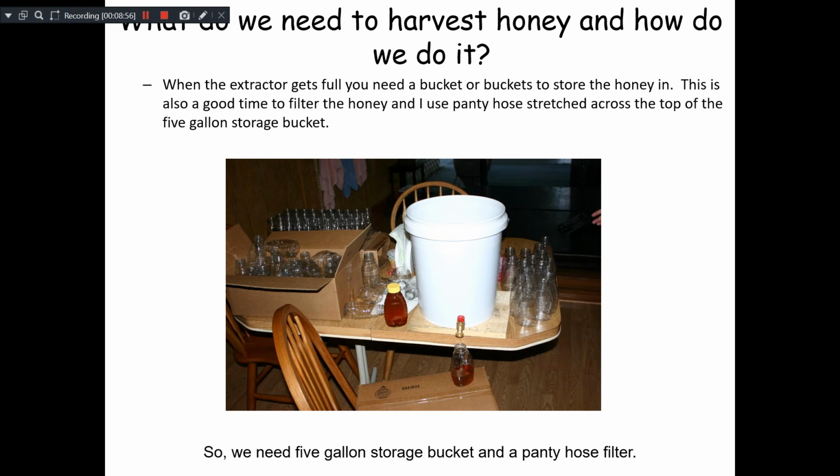See, when the extractor gets full, you need a bucket to store the honey, or bottles. It's also a good time to filter the honey. You can filter the honey here, because many times some other particles will be there. Then you have to fill it, preferably in a glass bottle, not in a plastic bottle. Though nowadays honey comes in plastic bottles, storing honey in plastic bottles is no good. What is important is storing it in a glass bottle.